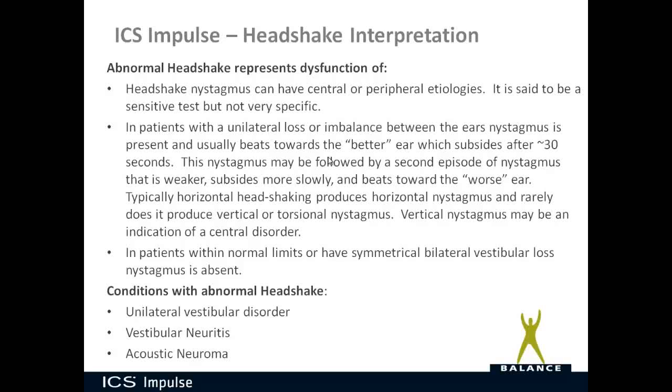In the literature, it says if vertical nystagmus is seen, then that could be an indication of a central disorder. And in patients with normal limits or symmetrical bilateral vestibular loss, nystagmus is absent. So as long as the two sides are performing the same, then you will not see nystagmus. If there's an imbalance between the left side and the right side, then you're more likely to see nystagmus. So conditions with abnormal head shake would be a unilateral vestibular disorder, such as a vestibular neuritis or an acoustic neuroma that's affecting one side.